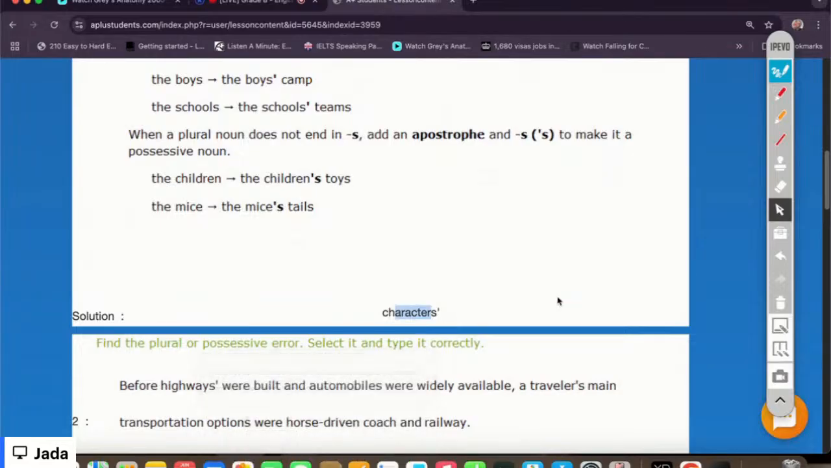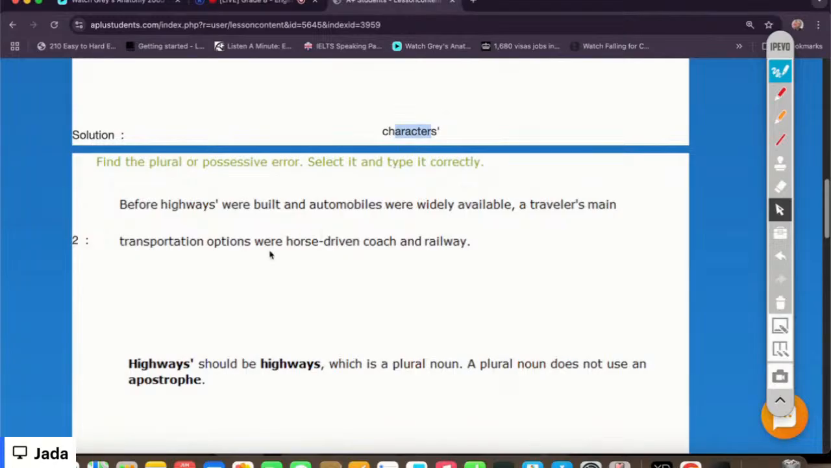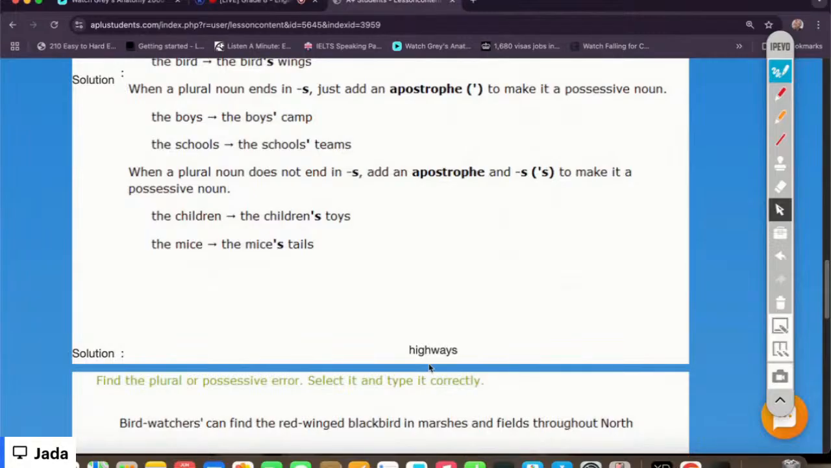Okay, so we have: before highways were built and automobiles were widely available, travelers' main transportation option were horse-driven coach and railway. So what's the error here? Highways. Highways shouldn't be possessive.